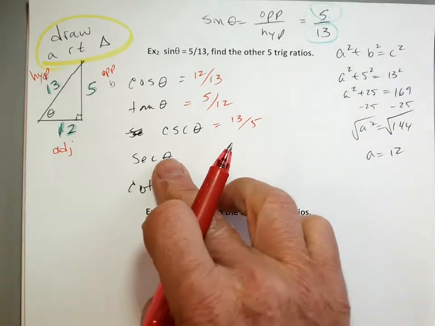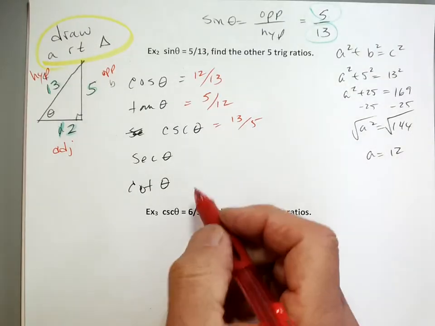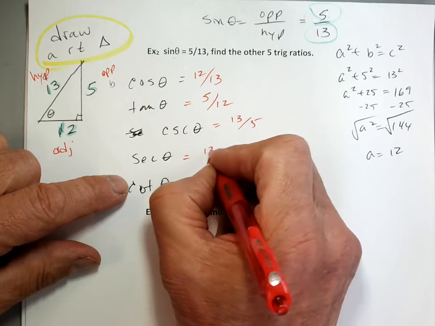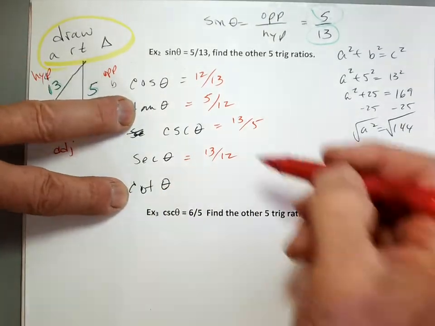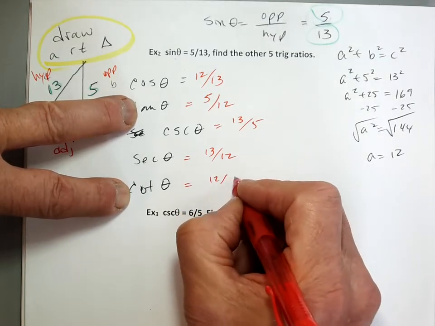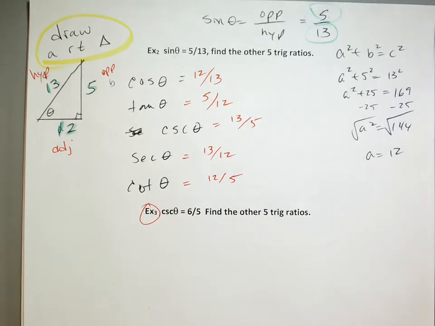Secant, in our notes we learned that secant was the reciprocal of cosine. So if cosine is 12/13, then secant is 13 over 12. And cotangent was the reciprocal of tangent, so if tangent is 5/12, cotangent is 12/5. Okay? Now, example 3 is the same way, except you're going to have some decimals, but we'll use square roots. Okay, and I'll let you guys work on that.